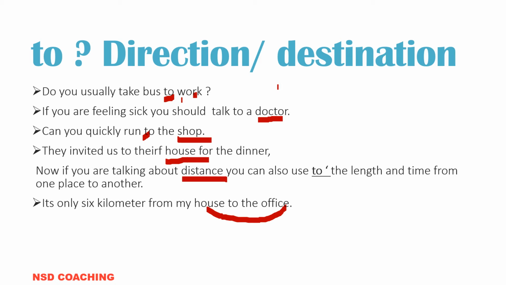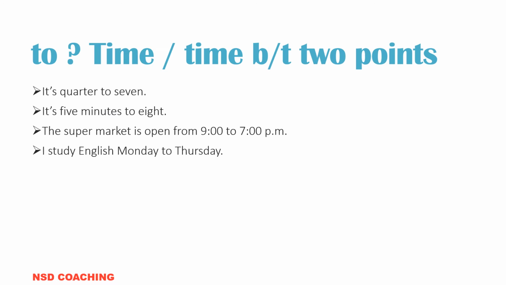This is the example where "to" is used to give out a direction or a destination. Now we also use "to" for time between 2 points. Of course, we use "to" when telling the time. Now let's see when we use "to". The second situation when "to" is used is to give the time, and time between 2 points.